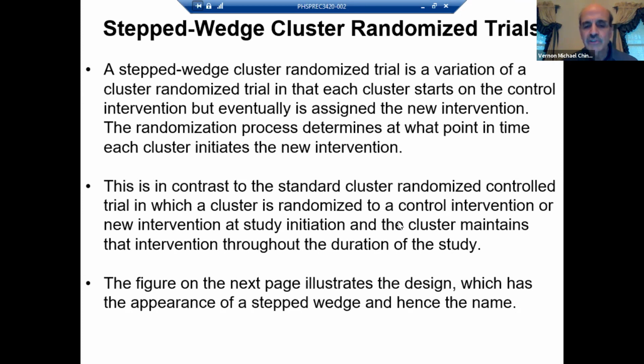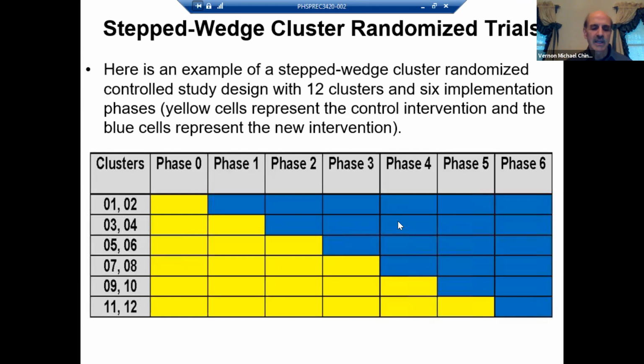In the stepped wedge, every cluster is going to get the intervention. The issue is, when will they receive the intervention? So it's called the stepped wedge. If you look at this illustration here. So here's a situation where we're going to have 12 clusters, and we have, you'll notice, different phases of the study design. I labeled them phase 0, phase 1, up through phase 6.